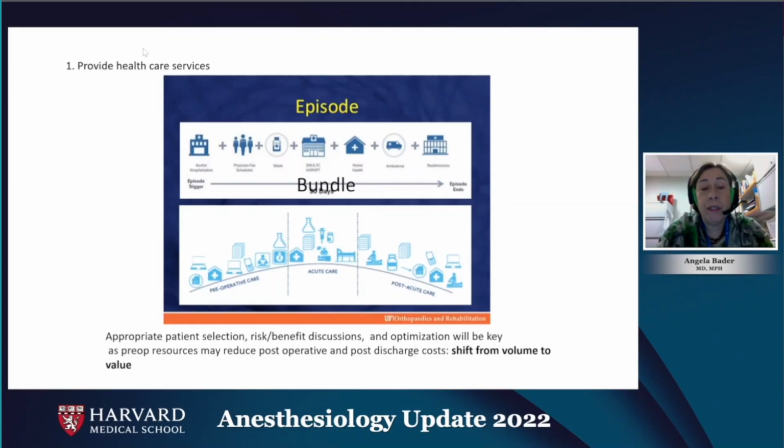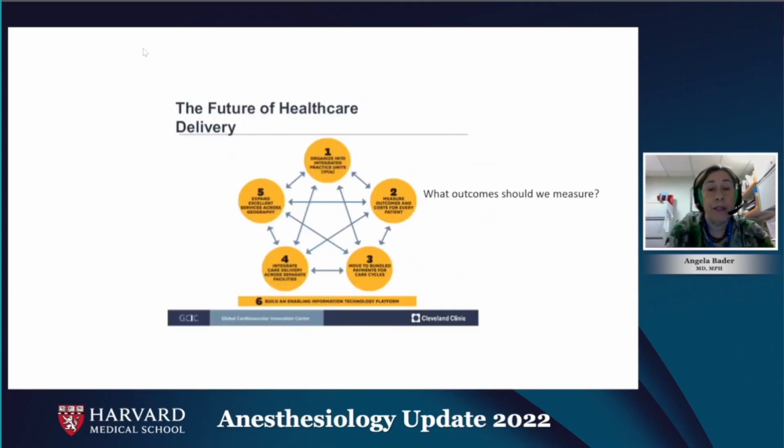This is going to require appropriate patient selection, risk-benefit discussions, and optimization, all of which are key things that anesthesiologists can help provide. These things will be key as pre-op resources and optimization may reduce post-operative and post-discharge costs and improve outcomes. And that's the shift from volume to value. So that's the organization into an integrated practice unit, and that's how it fits with this concept of episodes and bundles. Second piece of this is what outcomes should we measure?